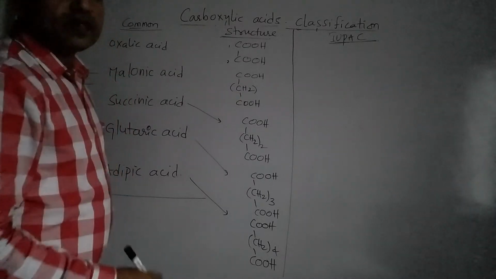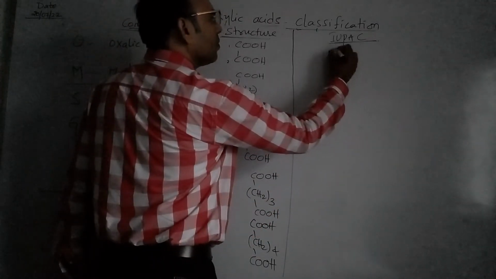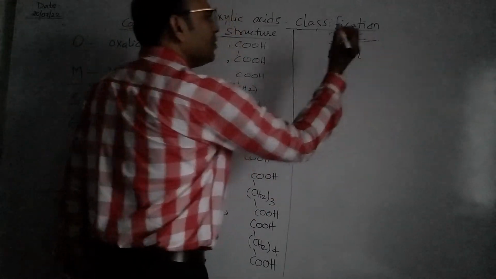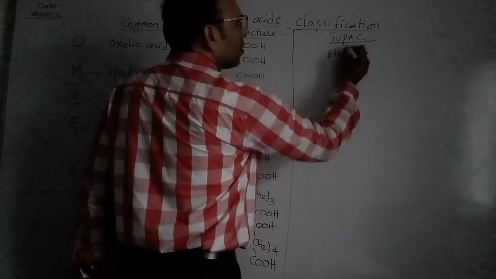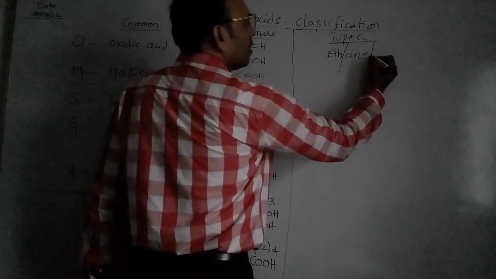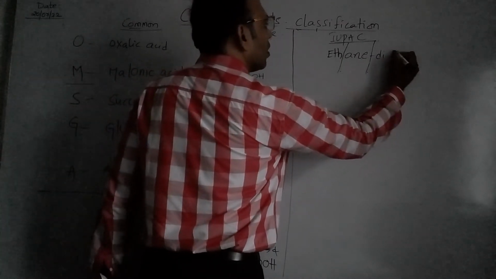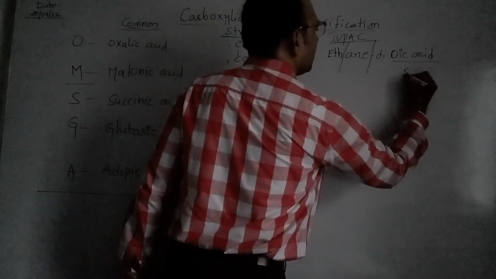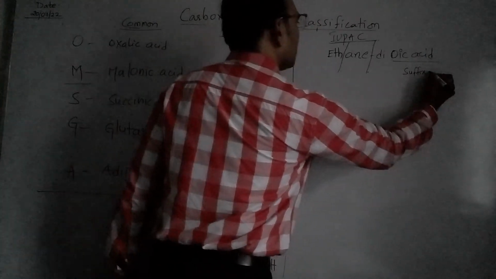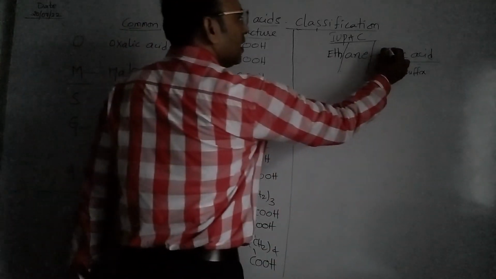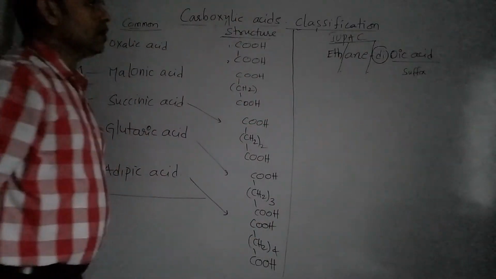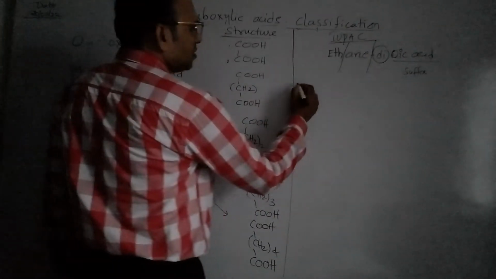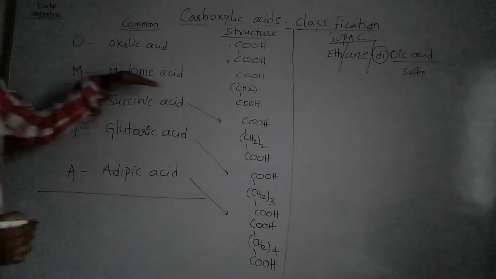You have 2 carbons here, therefore the root word will be eth. Suffix will be ane: root word, suffix. Later, dioic acid. Oic acid is the suffix used for carboxylic acids, and di represents 2 COOH groups. Next, the structure of malonic acid.